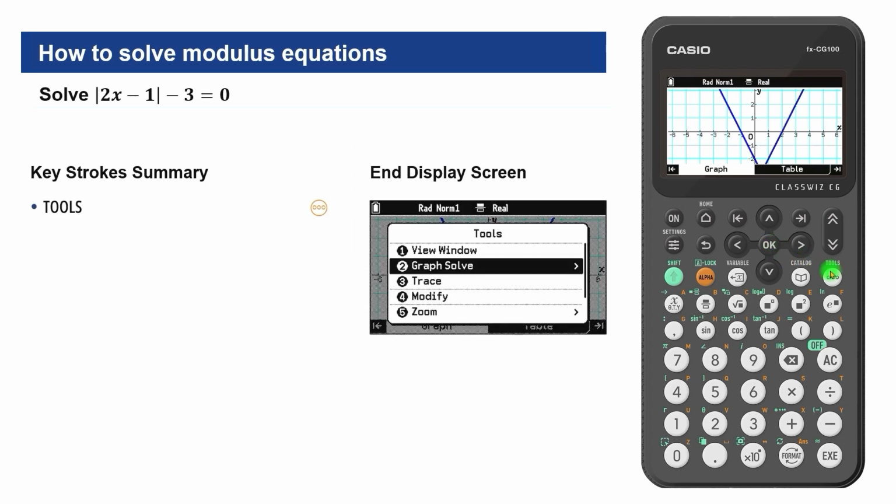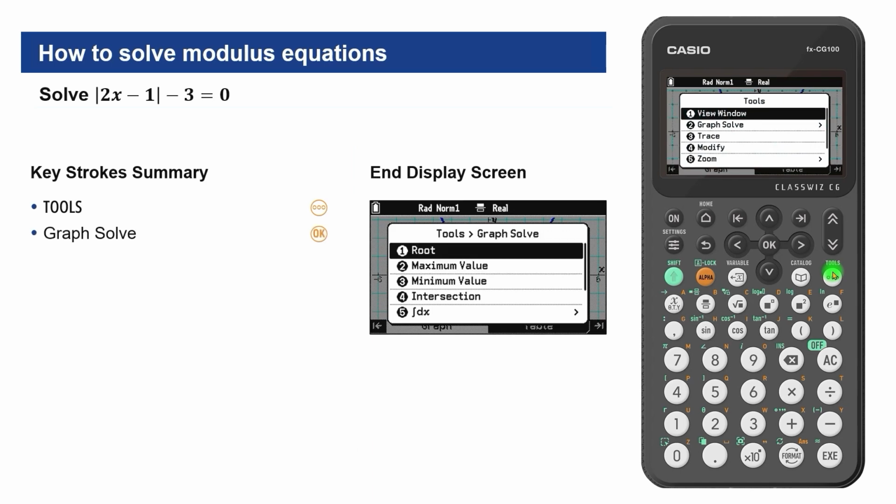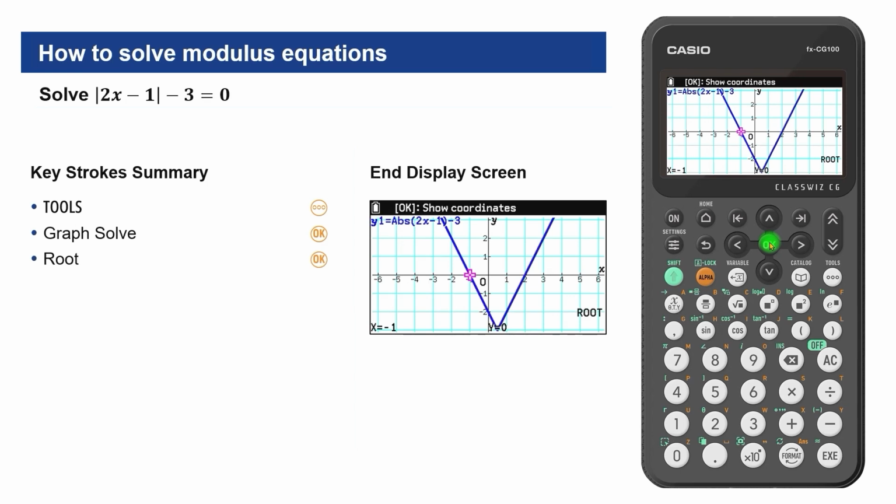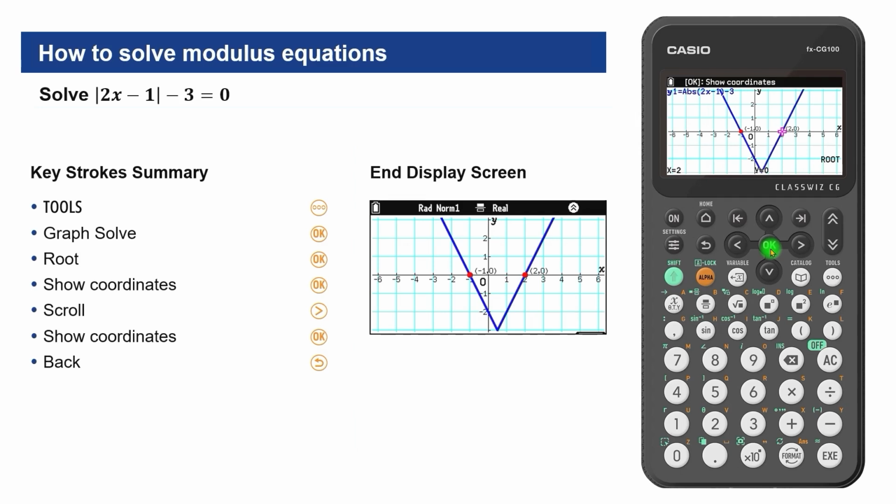Press Tools to open the pop-up and select Graph Solve by scrolling or using the shortcut. Select Root with OK or the shortcut. The leftmost root, -1, is indicated by the cursor and the coordinate values are shown. To show the truncated decimal coordinates of the root, press OK. Then scroll to move the cursor between roots. Press OK again to label the upper root with the coordinates. End the root analysis with back to show the pinned points.